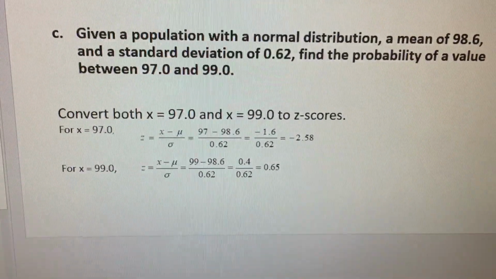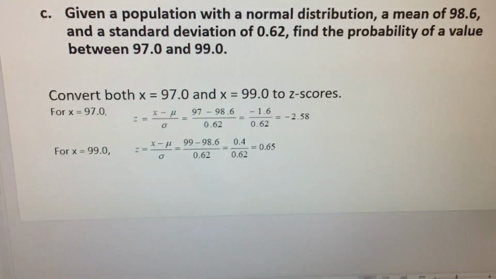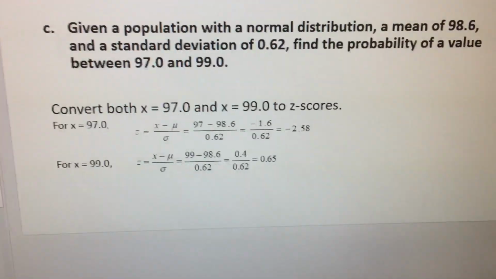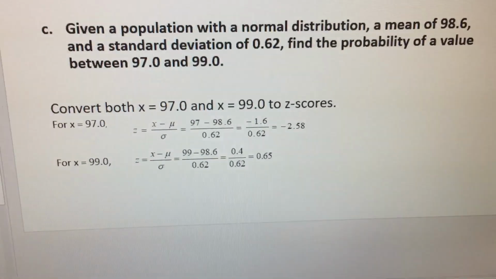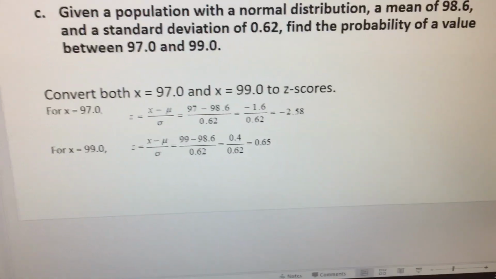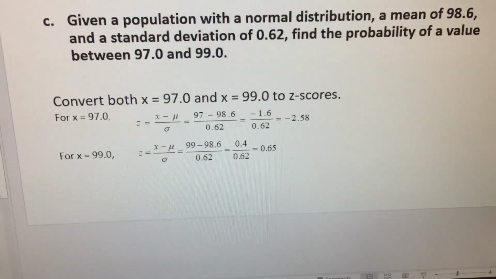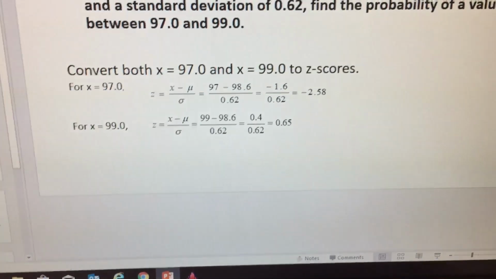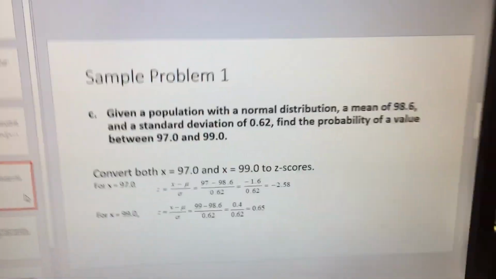Okay, and then for 99, x equals 99. This time it's going to be 99 minus 98.6 divided by 0.62. So 99 minus 98.6 will be 0.4. 0.4 divided by 0.62 will be 0.65 to 2 decimal places. Okay?